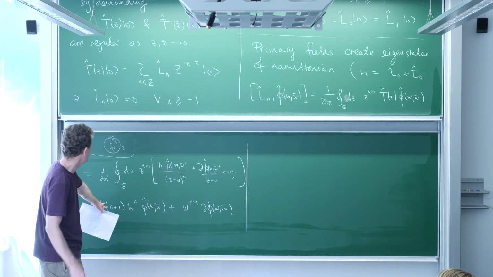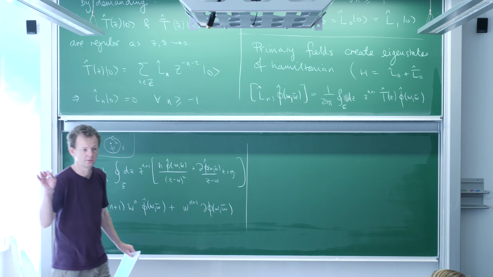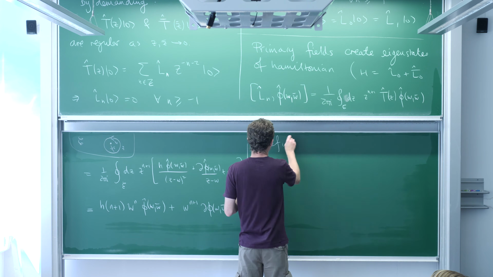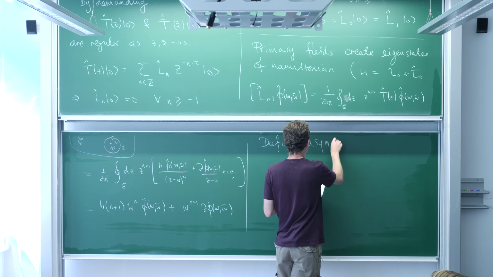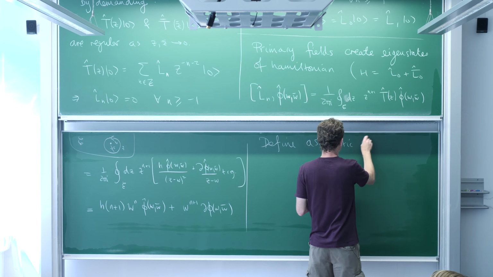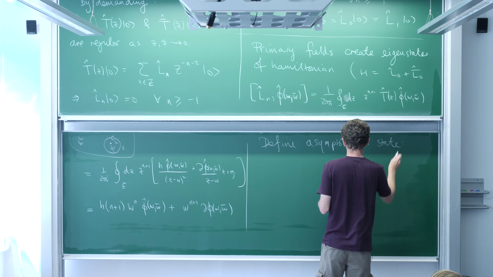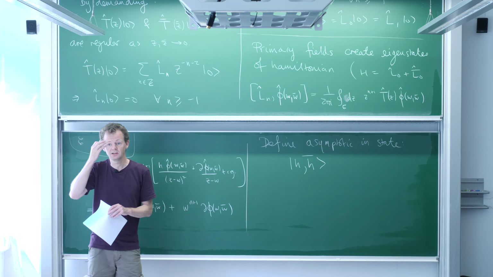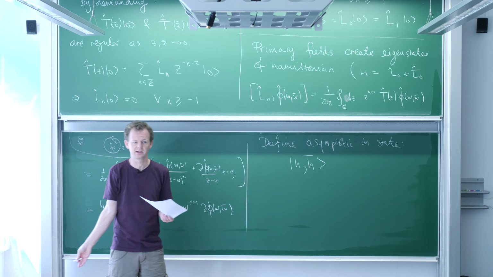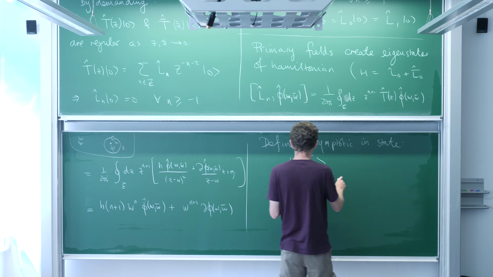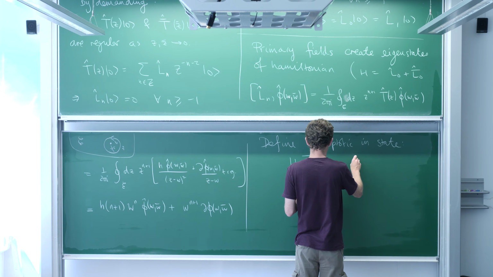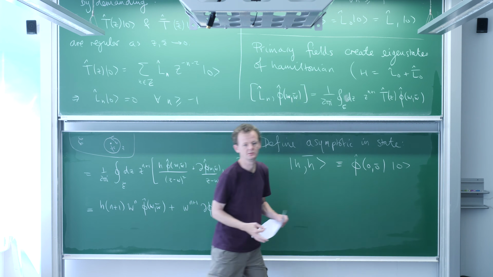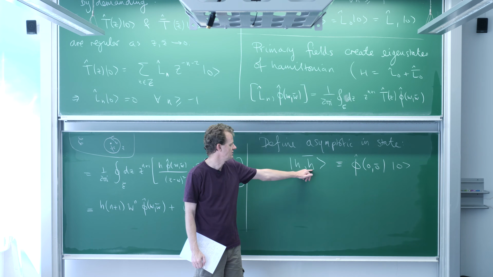And this is really a useful formula to ladder between eigenvectors of the Hamiltonian. So let's do exactly that. We're going to define an asymptotic in-state corresponding to our primary fields. So primary fields are really labeled by h and h bar, their dimensions. And that's why, instead of using this notation, I'll just switch over to calling the state h and h bar.